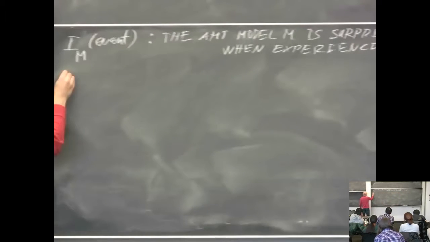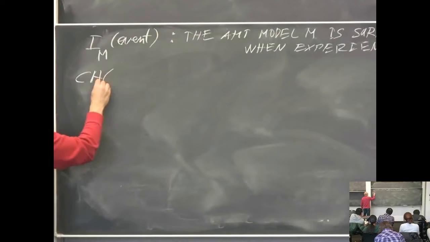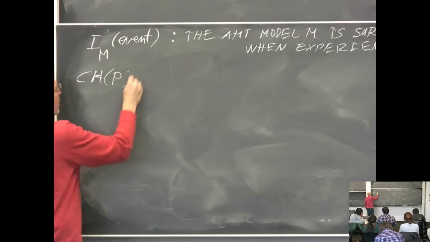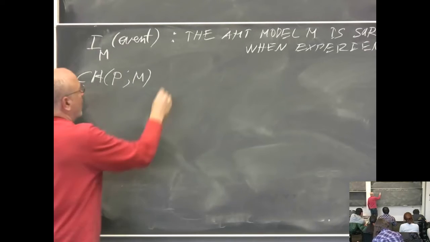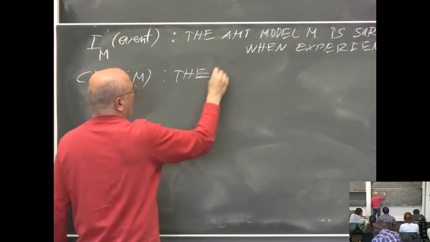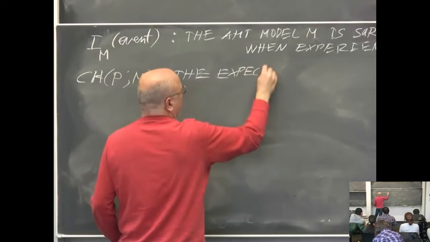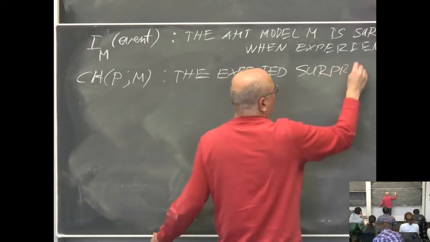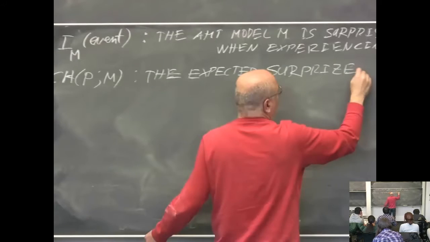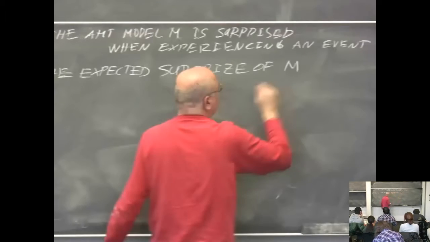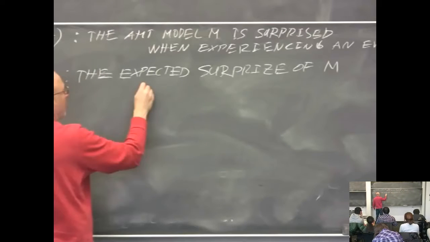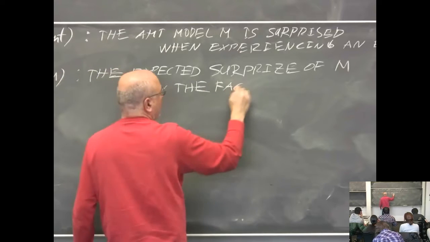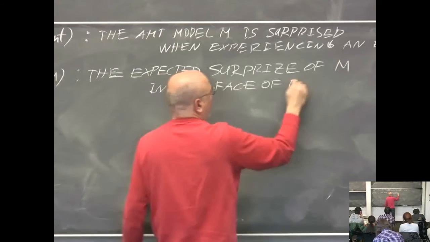And now we have this thing called cross entropy, which is really the fundamental quantity. Cross entropy between some distribution and some other distribution. M is the expected surprise of M in the face of events from P.